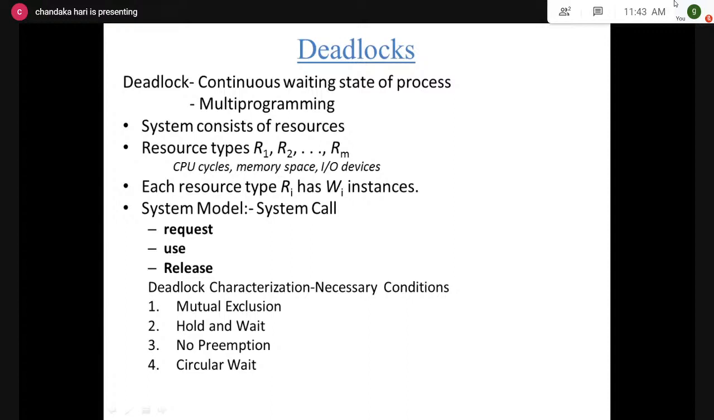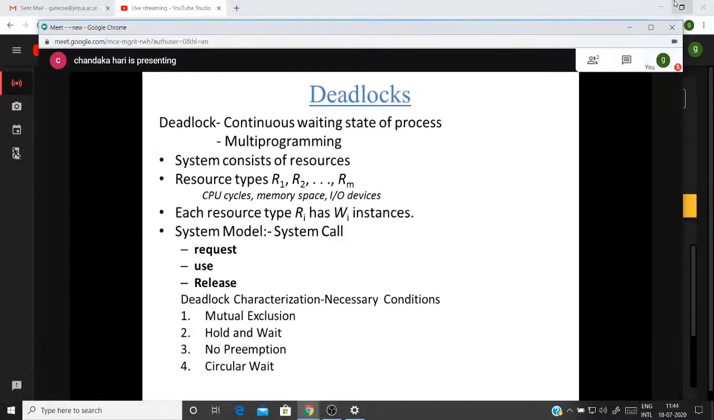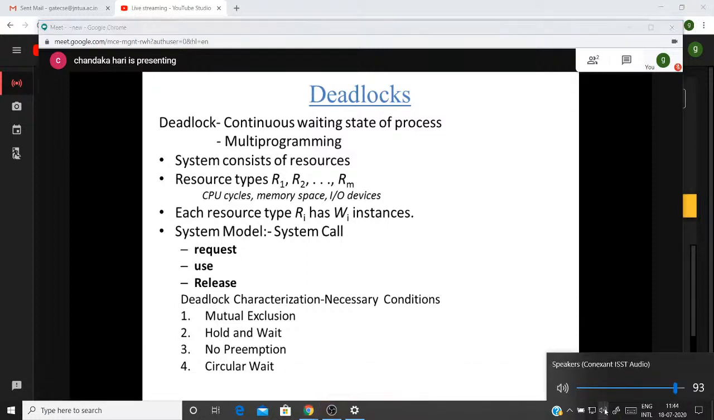And finally, the last one is circular wait. Let us take an example. There are n processes running, P0, P1, P2, and so on up to Pn minus 1. P0 is holding some set of resources and waiting for the resources held by P1. And P1 is holding some set of resources and waiting for the resources held by P2. And so on, up to Pn minus 1, which is holding some set of resources and waiting for P0. Then no process is allowed to continue its execution, and this particular situation is called deadlock.